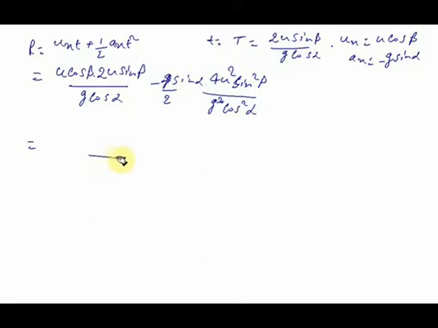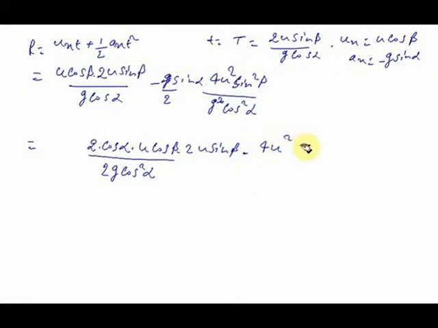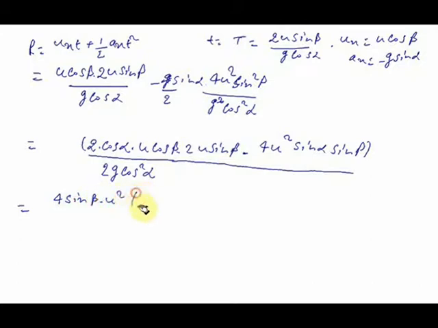Now making the denominator of these two terms common, we'll get 2g cos square alpha, and in the numerator we'll have to multiply this numerator with 2 into cos alpha, so we'll get 2 cos alpha into u cos beta into 2u sin beta minus 4u square sin alpha into sin beta, which is equal to, again we can take 4 sin beta common in the numerator, so in fact we can take 4u square sin beta common.